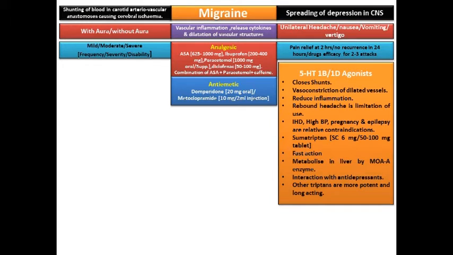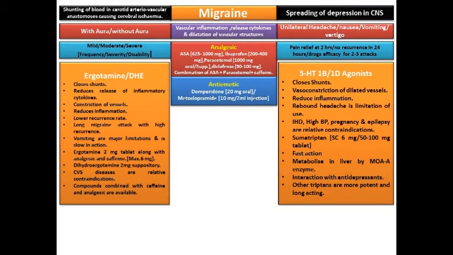They are very helpful in bringing down the pain and symptoms related to migraine for these individuals. The next in the class are the drugs called ergotamine or dihydroergotamine, that is DHE. They also cause closing of the shunt. They reduce release of inflammatory cytokines. They cause constriction of the cranial vessels and reduce inflammation.